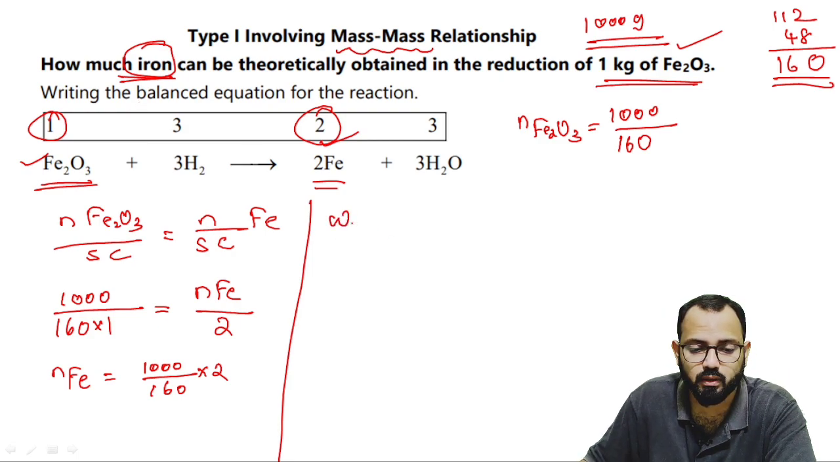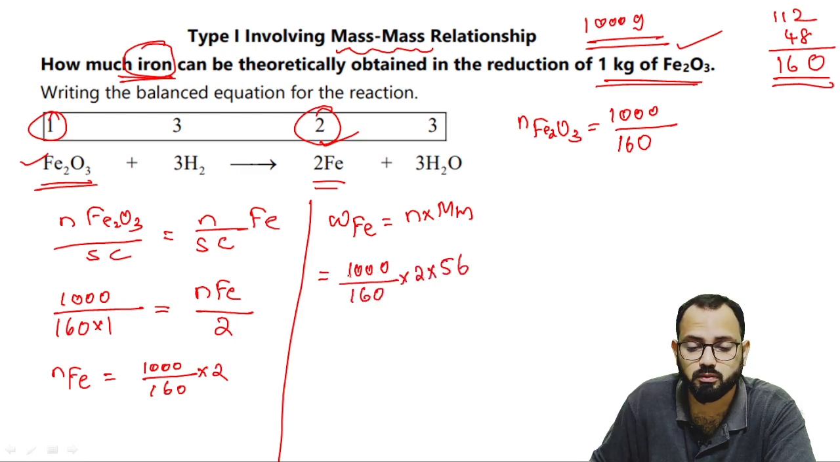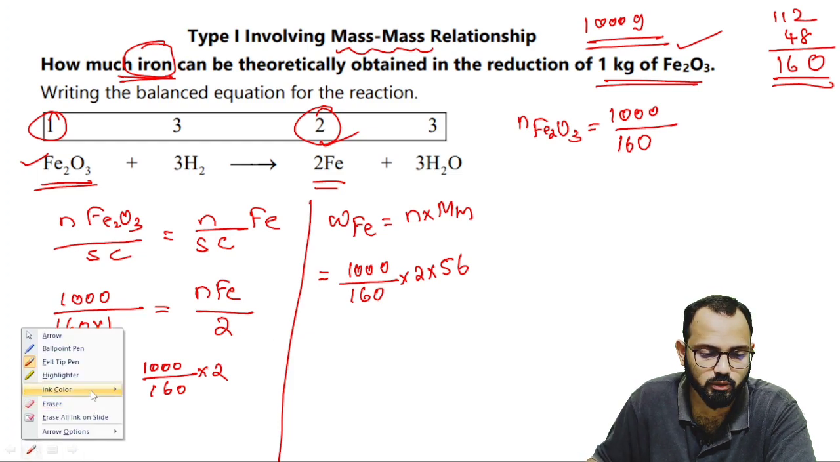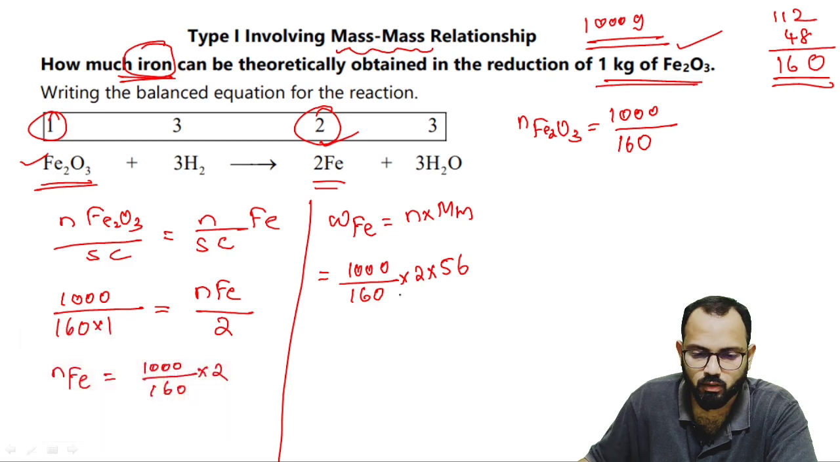So the weight of iron is what I am going to find out. It is n into molecular mass. So let's find out: 1000 by 160 into 2 is n, into 56, which is the molecular mass of iron. So we can cancel this one. How are we going to cancel? Look at this, this can be gone.